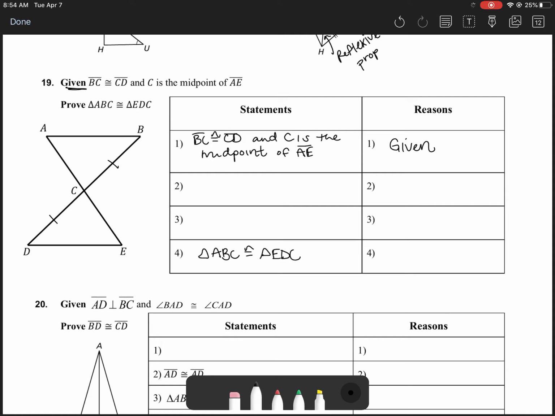Then it's telling me C is the midpoint of AE. I have to interpret what that means. I don't know just by that statement right away what it means. I have to figure it out. So by saying that C is the midpoint, it tells me that AC and CE are the same length. So that's going to be something I have to write down. I have to show them that I know what C is a midpoint means. And I'm going to write that the reason is because it's the definition of midpoint.